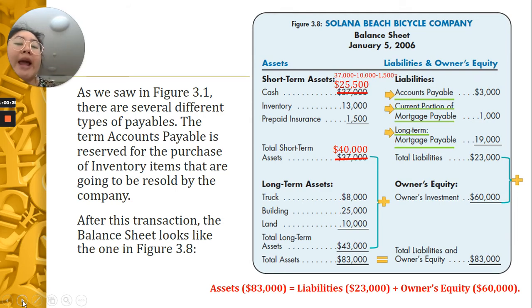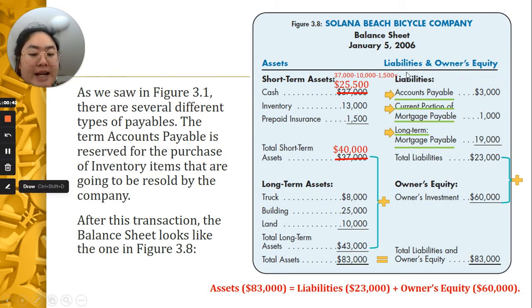Figure 3.8, the Solana Beach Bicycle Company balance sheet as of the 5th of January 2006. But for the assets, the total is 327.